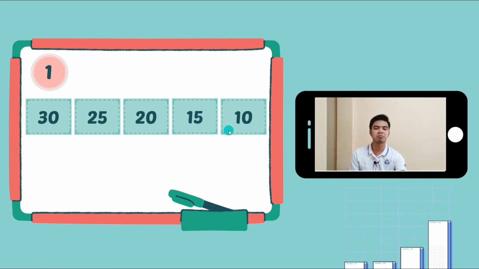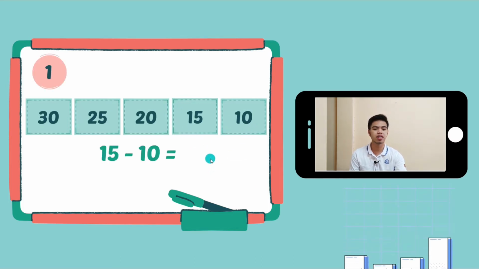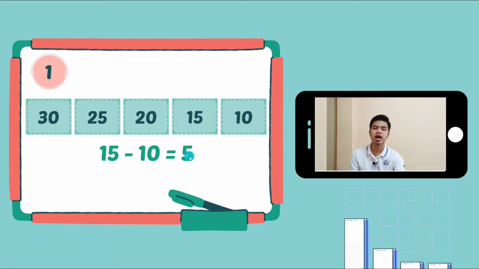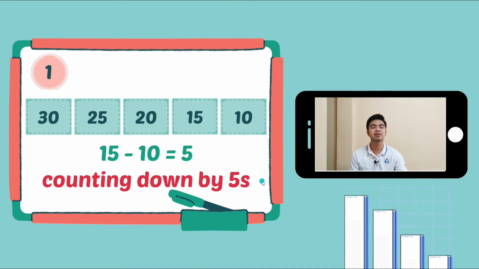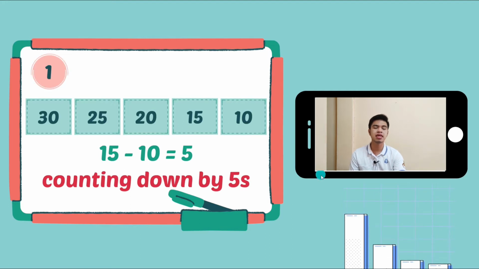So, 15 minus 10 is equal to what number? Okay, of course, it's going to be 5. So, 15 minus 10 is equal to 5. Therefore, the counting down of this pattern is counting down by 5s. So, we will simply write counting down by 5s, okay? So, let's go to number 2.